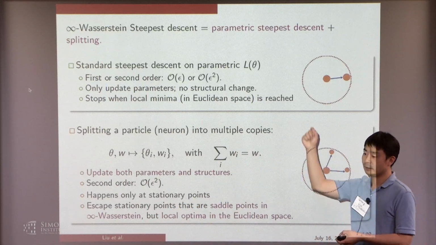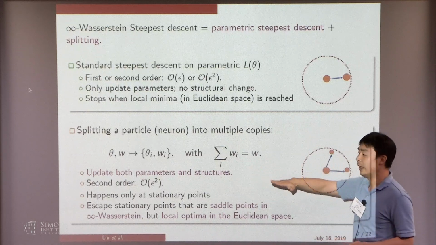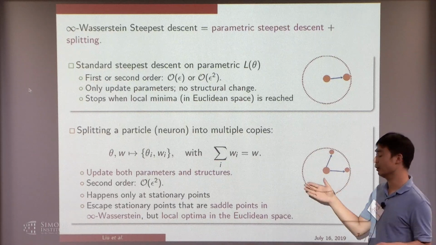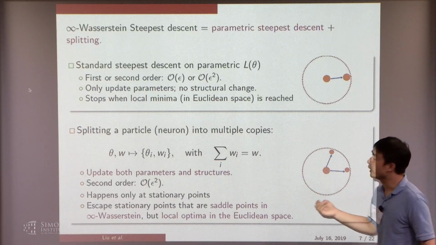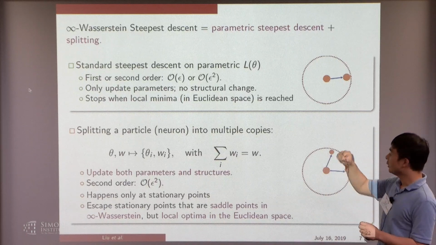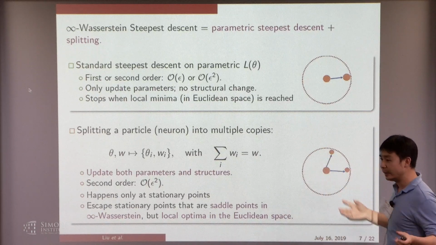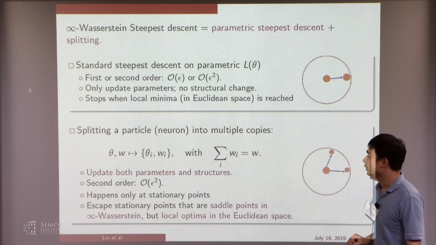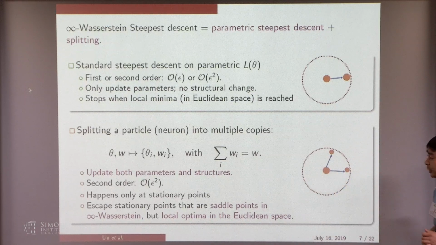Let's say you run a standard gradient descent and it converges, and that means just by updating the parameters, there's no way to improve the algorithm, right? In this case, we can introduce splitting, which means we introduce new neurons, and in this higher dimensional space it's possible that there are directions that allow us to further decrease the loss, right? But at the cost of increasing the size of the neural network.